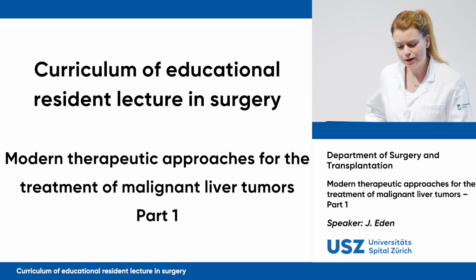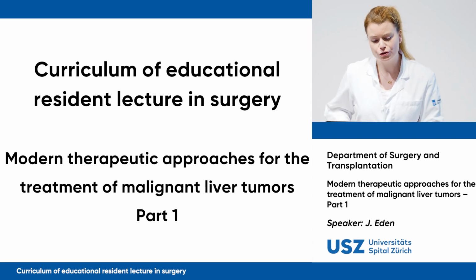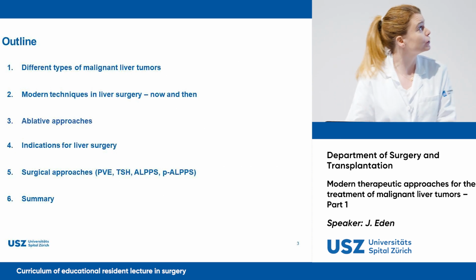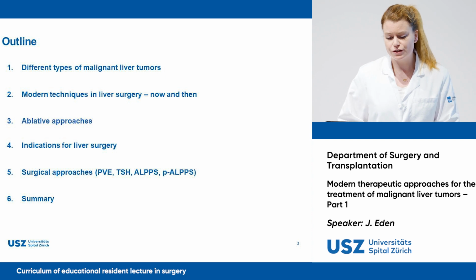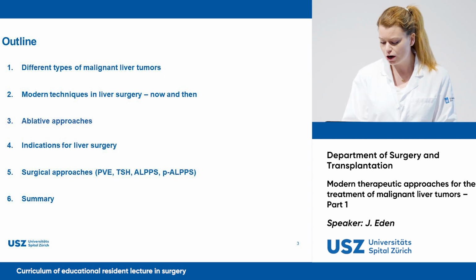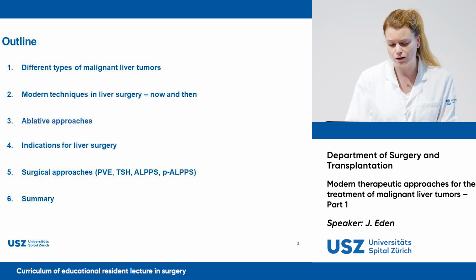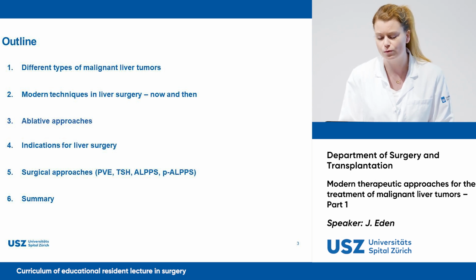As it was said before, I'm going to talk about modern therapeutic approaches for the treatment of liver tumors. And let's go over the outline real quick. We will talk about different types of malignant liver tumors. We will talk about modern techniques in liver surgery and compare it now and then. We will talk about ablative approaches and indications for liver surgery, and we will focus on surgical approaches, and then there will be a quick summary.